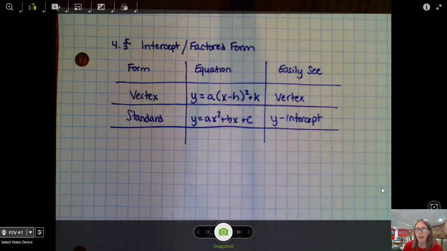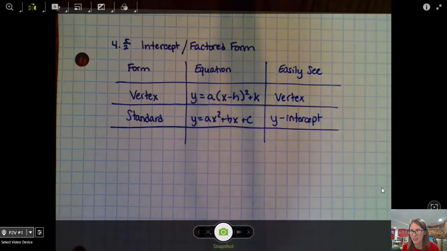Our intercept and factored form that we saw in our exploration isn't actually part of our textbook, so I'm going to call this 4.5 halves, because 4.2.5 sounds weird, and it's between section 2 and 3. Anyway, fractions are better than decimals, so we're calling this 4.5 halves.